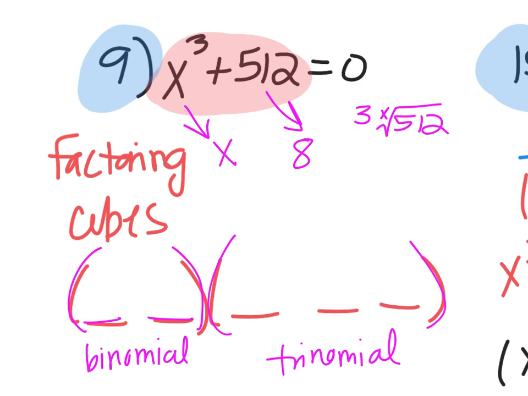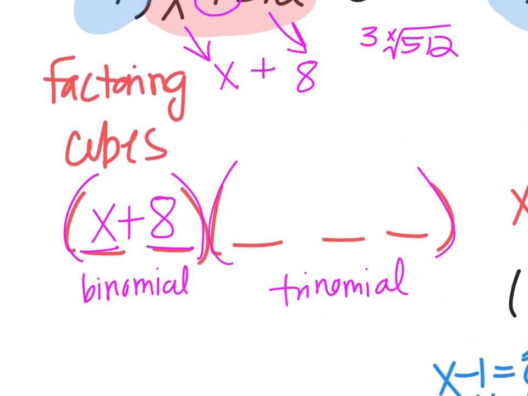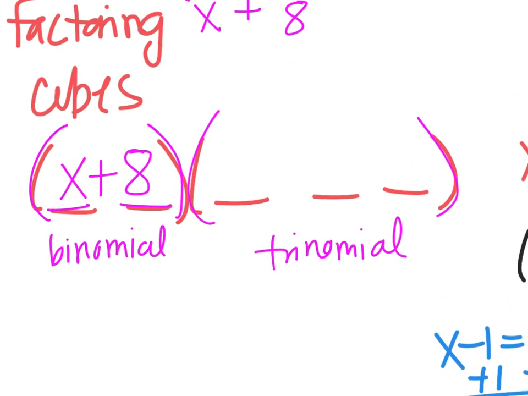So those two values, along with whatever sign you're given, create your binomial. So x plus 8 would be the binomial here. And then to fill in your trinomial, you square what you have. So you take your first term, which is x, and you square it. And at the end, you take your last term, which was 8, and you square it.